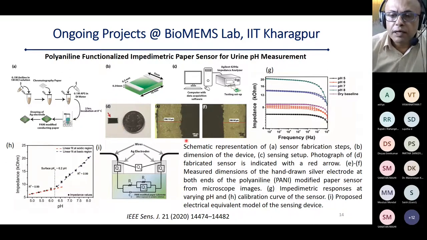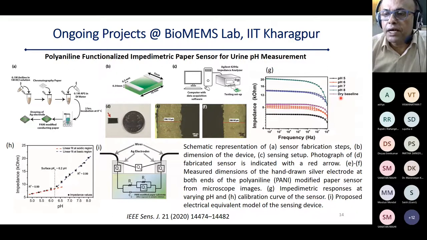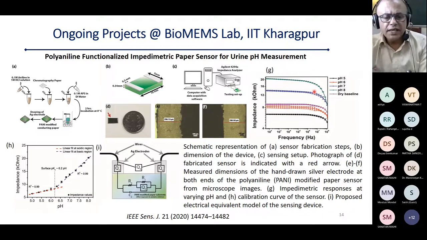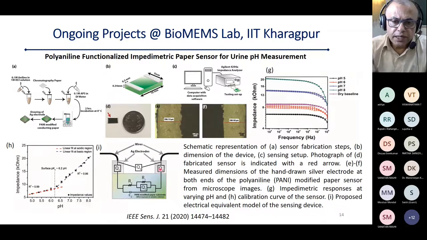Now, if you do the impedance analysis, the curve will be like this. For the different frequencies, if you plot the impedance of this device, you will get this kind of variation for different pH of the urine, pH 5 to 8. It has been shown here. Once you get it, based on the electrical impedance of the entire sensor, I can get the different electrical equivalent components of the sensor, like R1, R2, Q2, Q3. I'm not getting into the details, but these are the electrical equivalent components of resistance and capacitance through which we can measure the pH value.